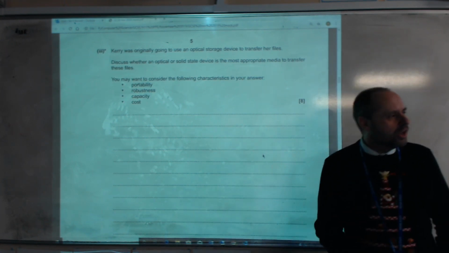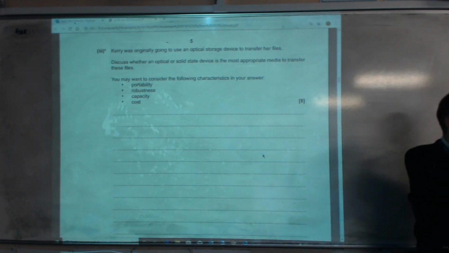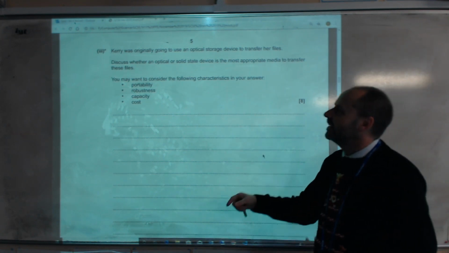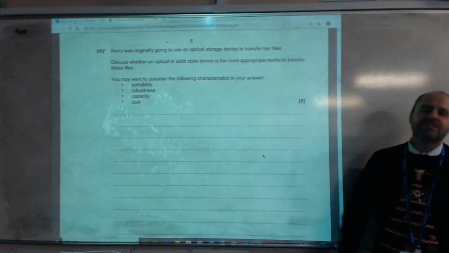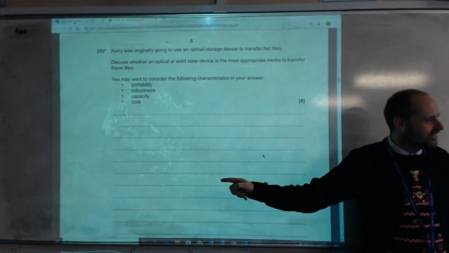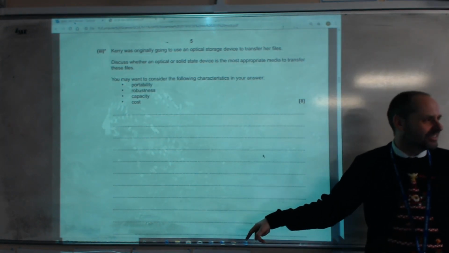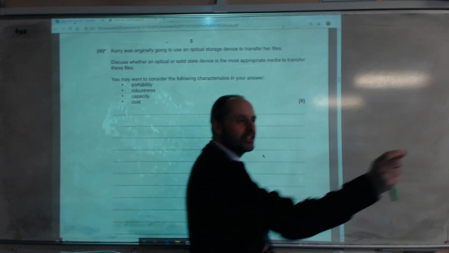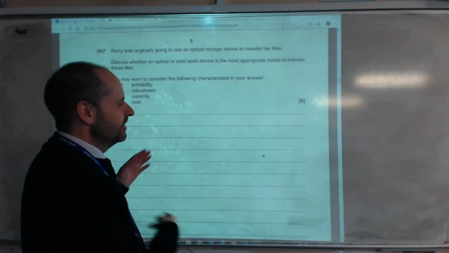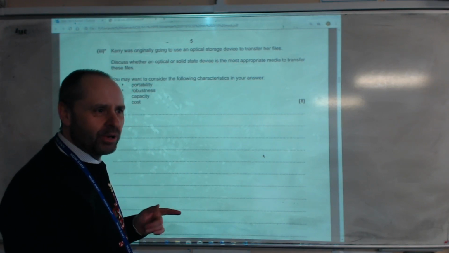The mistake that a lot of people are making with this is that in the first sentence they're going, I think you should use solid state. No, it's a discussion. Discuss it all first. Because if you start off with what you're choosing, it then skews your discussion completely.